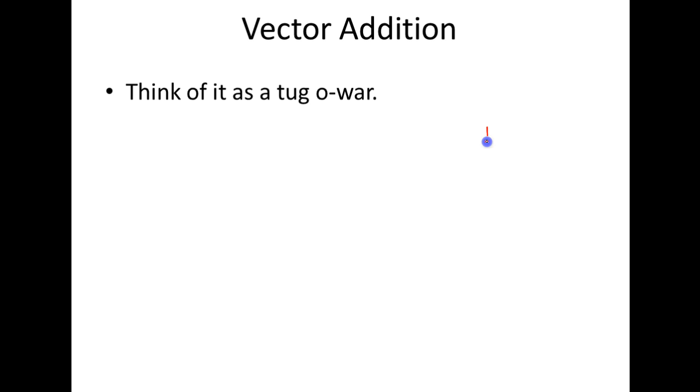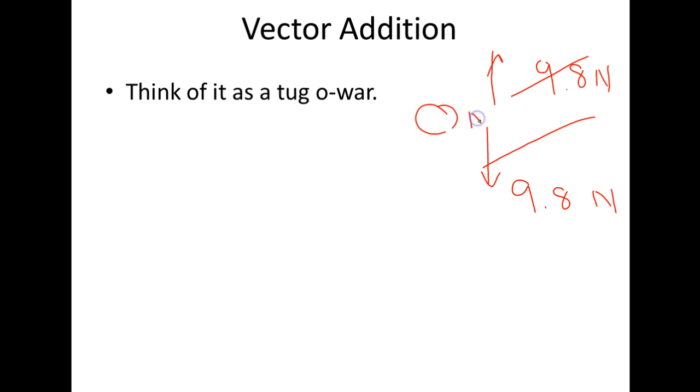Likewise, I can have something pulling downward with a force of 9.8, and we'll still say newtons for force. And then I could have somebody pulling upward on that same object also with 9.8 newtons. And what's going to happen in that case? Well, in that case, nothing is going to move. These two forces are going to cancel, and I'm not going to have any net force. And so I can begin to think of vectors as this kind of tug of war.